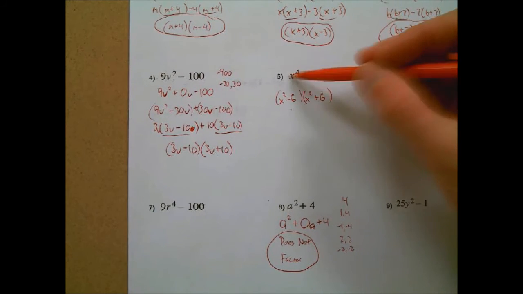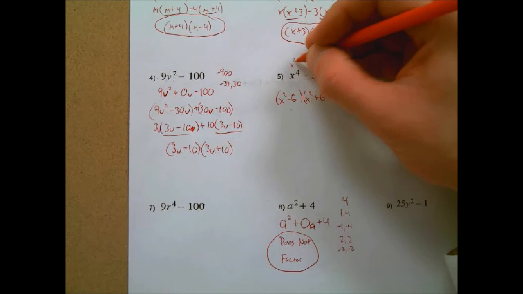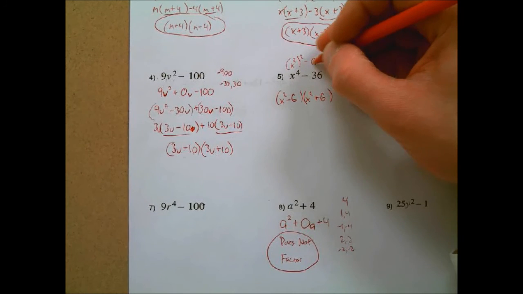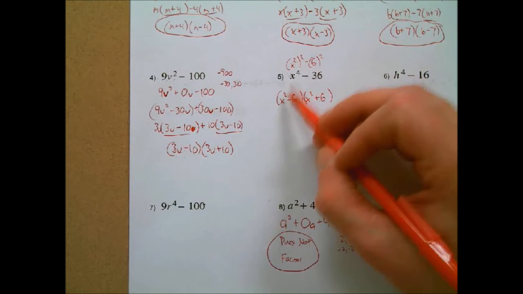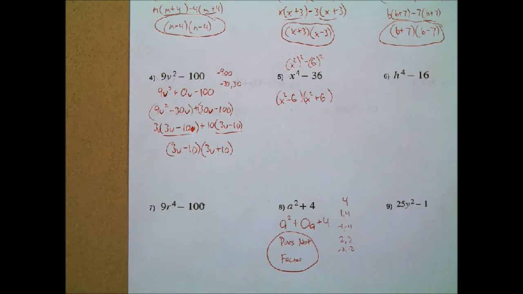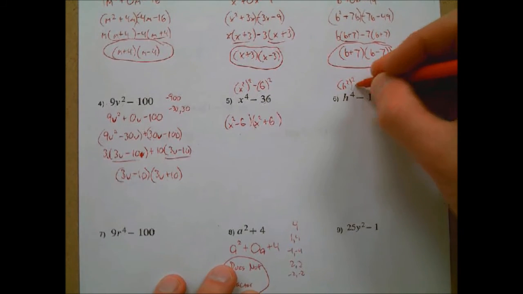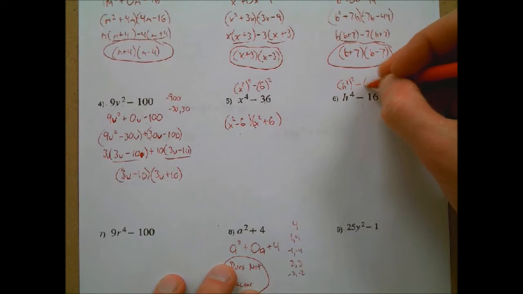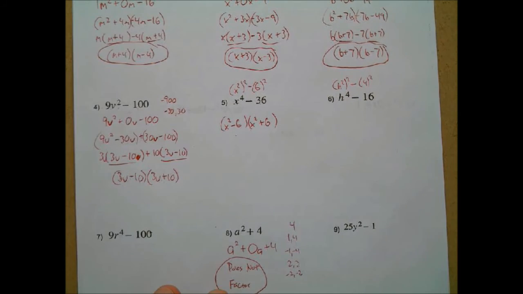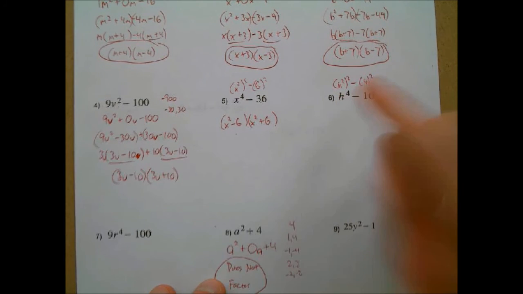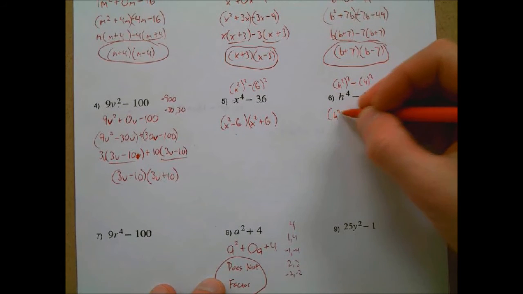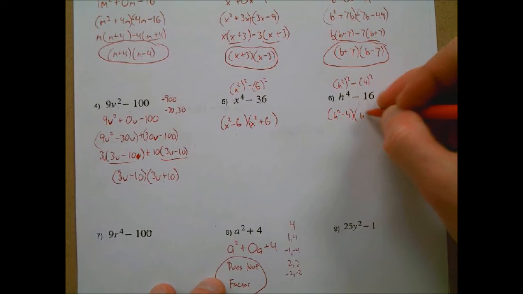X to the fourth is really just x squared squared. 36 is 6 squared. So you can see there's the x squared, there's the 6. Like your number 6, h to the fourth, that's really h squared squared minus, and then 16 is really 4 squared. Okay, so this will factor to be h squared minus 4, h squared plus 4.